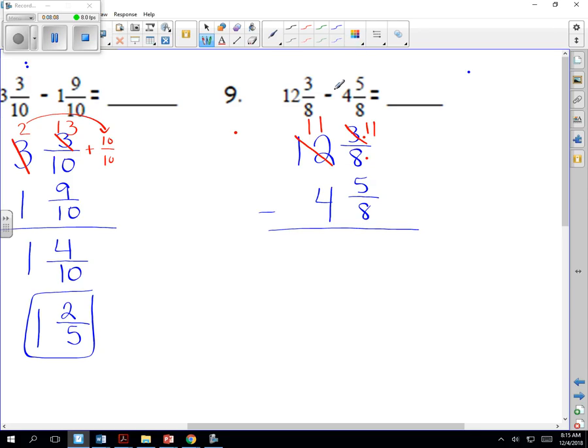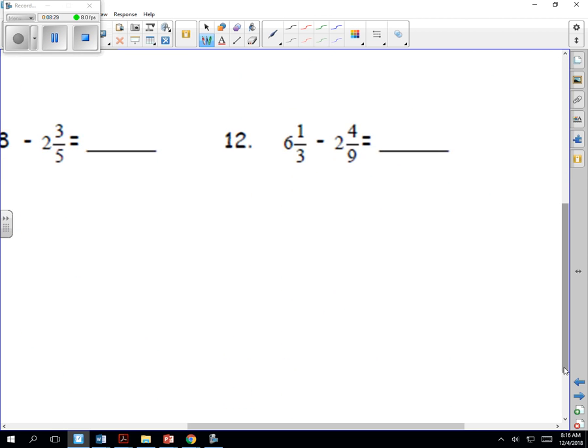And now we can subtract. 11 minus 4 is 7. 11 minus 5 is 6. Denominator 8 stays the same. And again, this can be reduced. 6 and 8 have a common factor of 2, which gives us 7 and 3/4. All right. Last 3 problems.